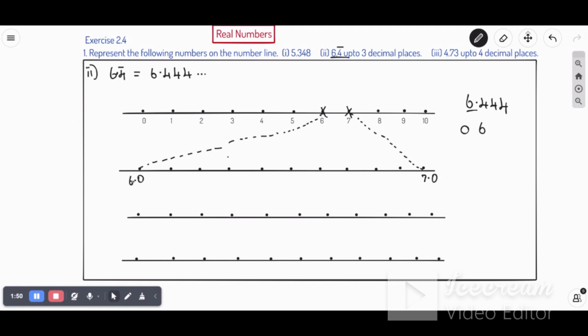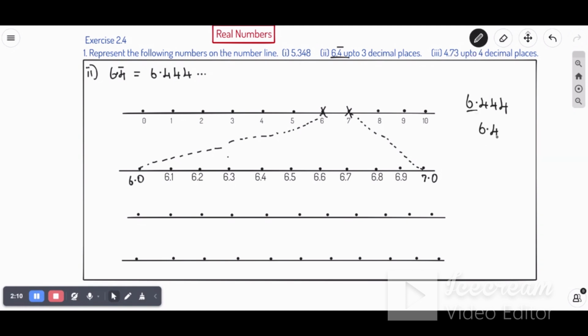What you have to fill it up with? 6.0 means next will be 6.1 and it goes on. So I have filled all in between numbers 6.0, then 6.1, 2, 3, 4, 5, 6, 7, 8, 9. So now the next step will be to move on to your next digit. What is your next digit?